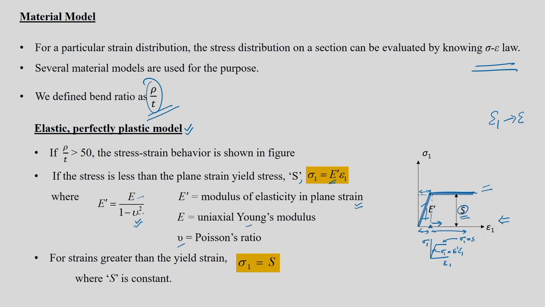So, both are given, so E dash can be substituted here, and epsilon 1 can be evaluated from the previous distribution at any distance, let us say y from the mid surface. You can get sigma 1 in that location. If E is known and Poisson's ratio nu is known, you can get E dash, put it in this equation, and epsilon 1 can be found from the previous distribution that we have already shown, and you will get sigma 1 at any distance y from the mid surface.